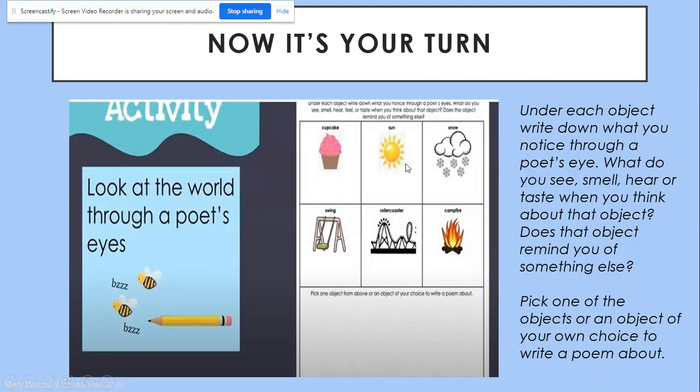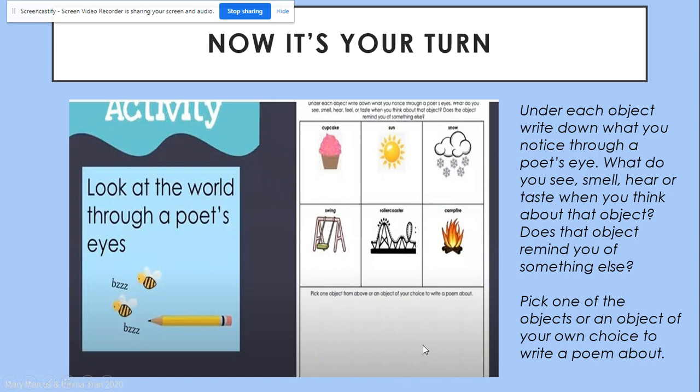Okay, now it's your turn. Your activity today is this sheet here. You're going to look at the world through the poet's eyes. Under each object, write down what you notice through a poet's eyes. Write down words that tell you what you can smell, what you can hear or taste when you think about that object. Does that object remind you of something else?